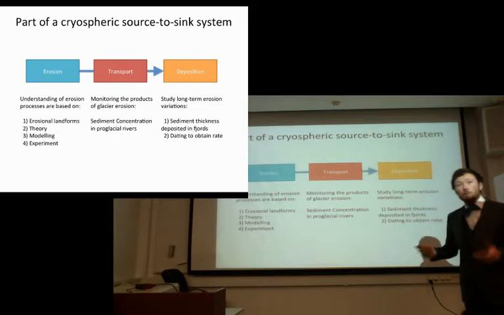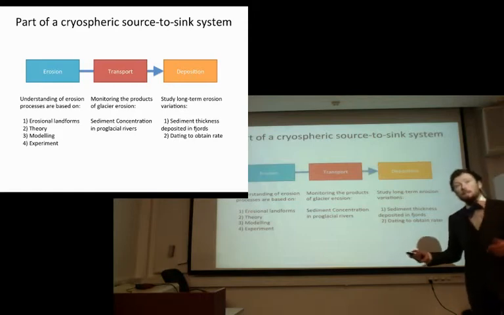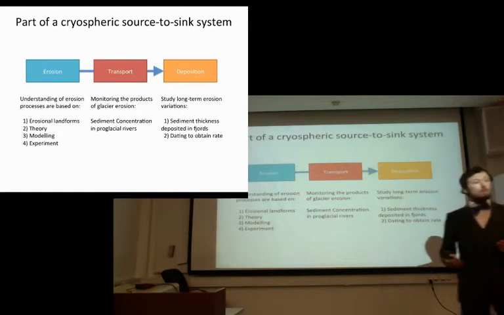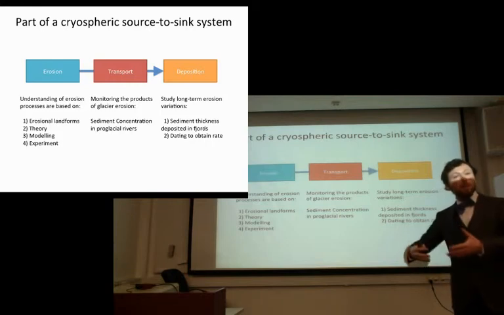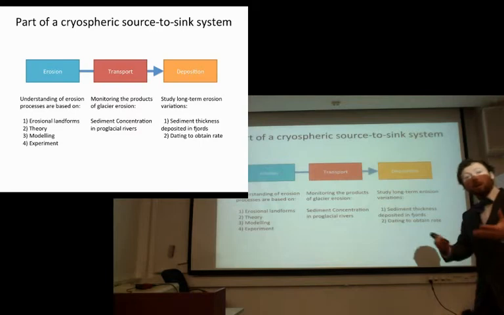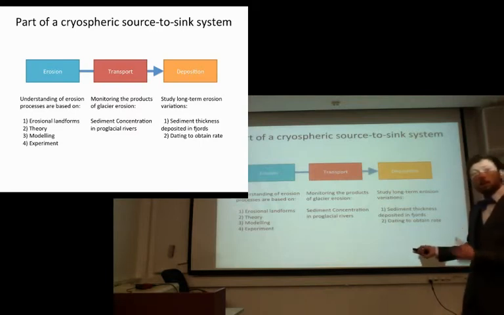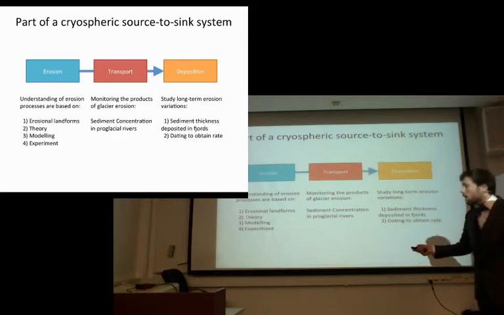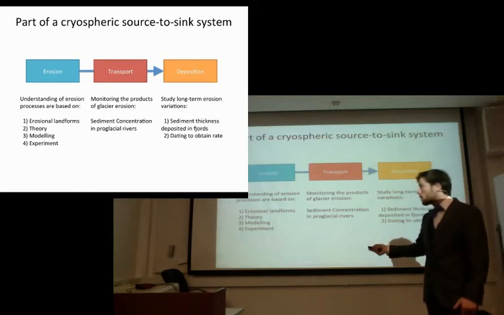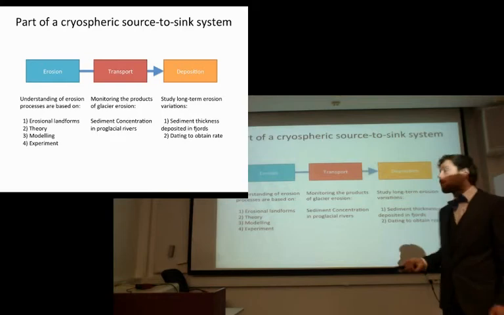So we have this erosion and these processes, and we mostly understand them by looking at erosional landforms. When the glaciers retreated, they left a lot of rocks that were shaped by the glacier. If we understand the shape, we can understand the processes, and that's the main basis for what I'm going to talk about later. From this, we developed some theory, and some people have been doing modeling and experiments, trying to test this theory.